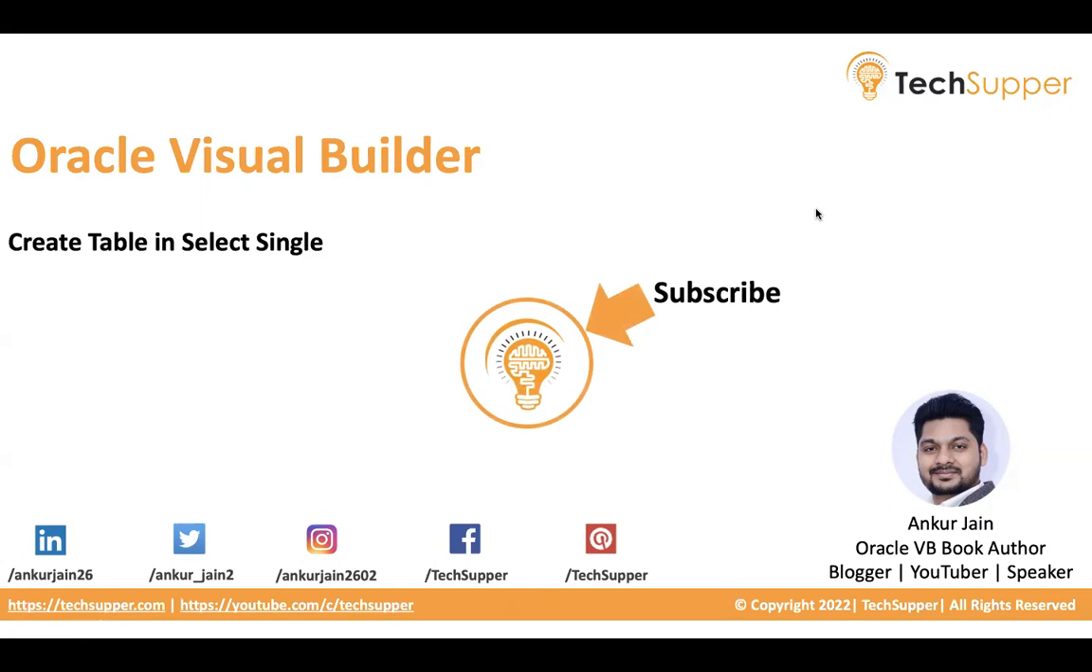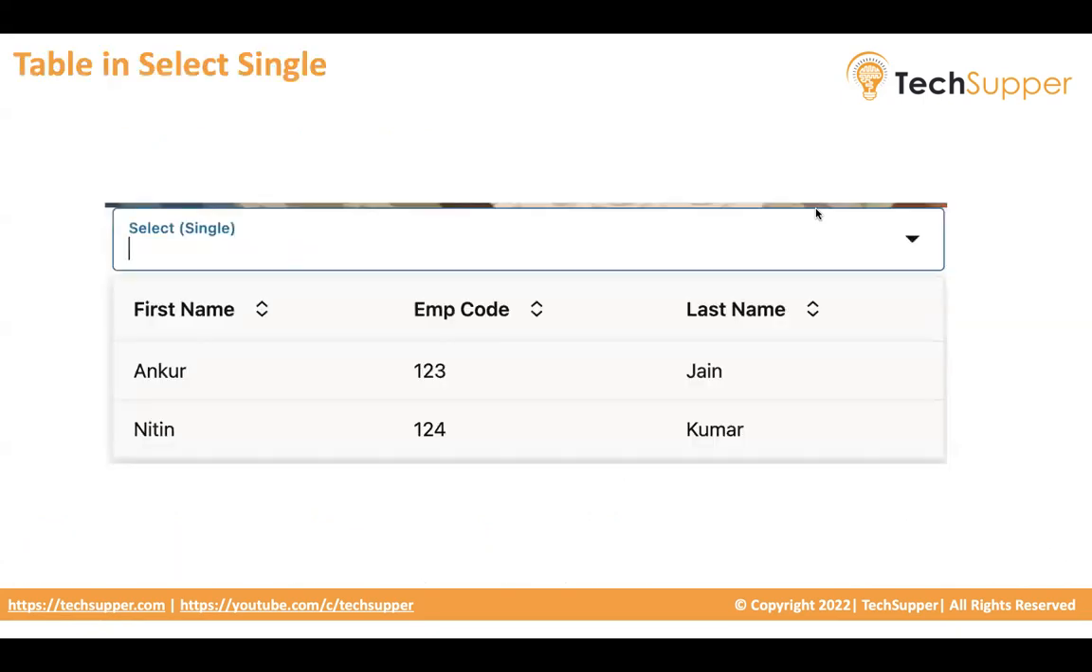Now, let's begin and understand what the use case is. Sometimes you need to create a table in a select single component. Generally, we use select single to show a single value like employee code, email address, or country details. But along with this, sometimes we need to look at the complete details of a country or the employee details. So how can we achieve this in Visual Builder?